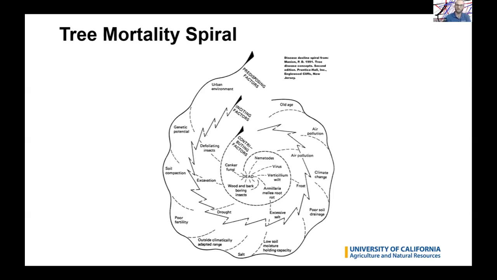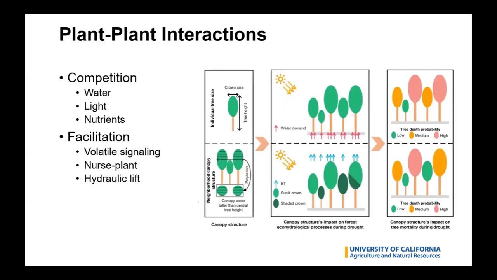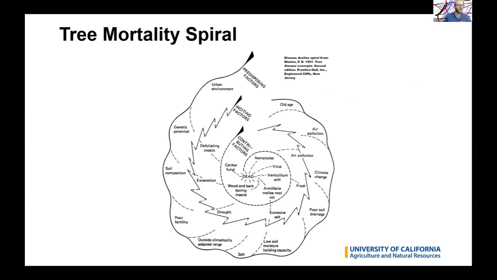And drought can cause a lot of other problems, but drought is also exacerbated by these predisposing factors that we have here. So in our urban environments, we have, like Don mentioned, compacted soil. We have all these different issues. And so there's a lot that goes into how drought is interacting with all these other issues.